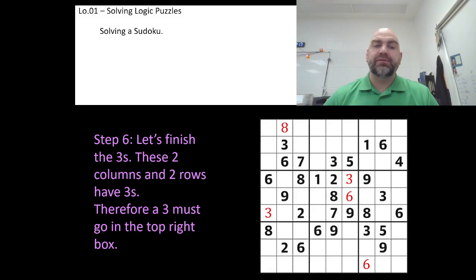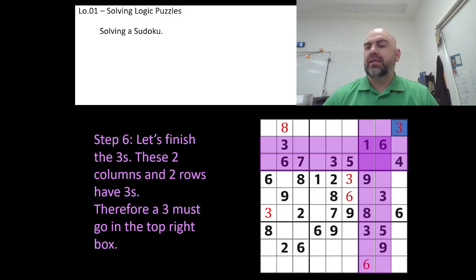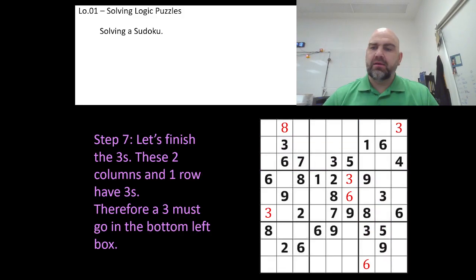For this time, though, we're going to finish up the 3s. So I'm going to look at step 6. We're going to finish up the 3s. So these two columns, there we go. Those two columns and those two rows both have a 3 already. So that means that the top right has to have a 3, and we fill that in. And then here we go. We're going to try to finish them off again.